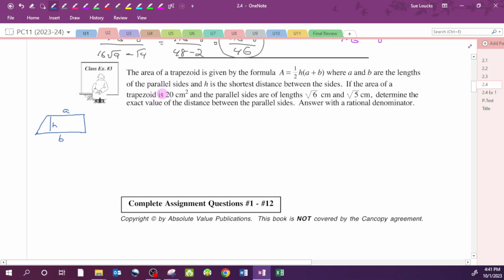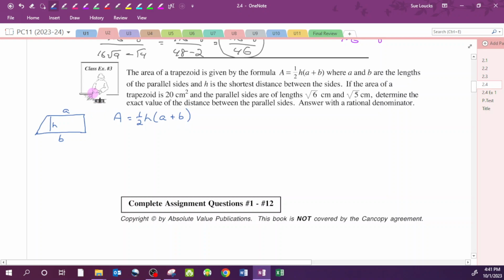So if the area of a trapezoid is 20 centimeters and parallel sides are root 6 and root 5, find the exact value of the distance, which is the height. So I'm going to write out the formula and then plug in what I know. So I've got area equals 1/2 h times a plus b.